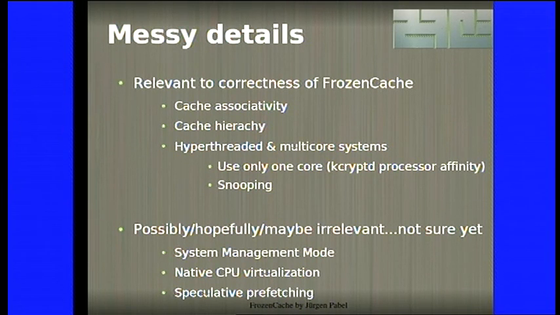And something really nasty is speculative prefetching. That's a CPU internal mechanism.